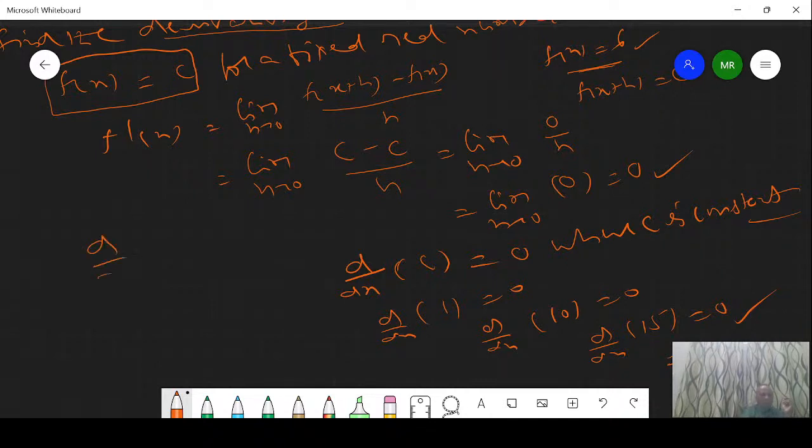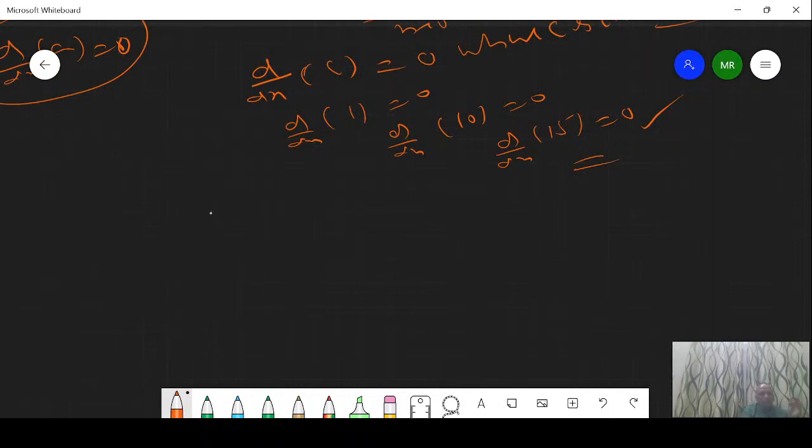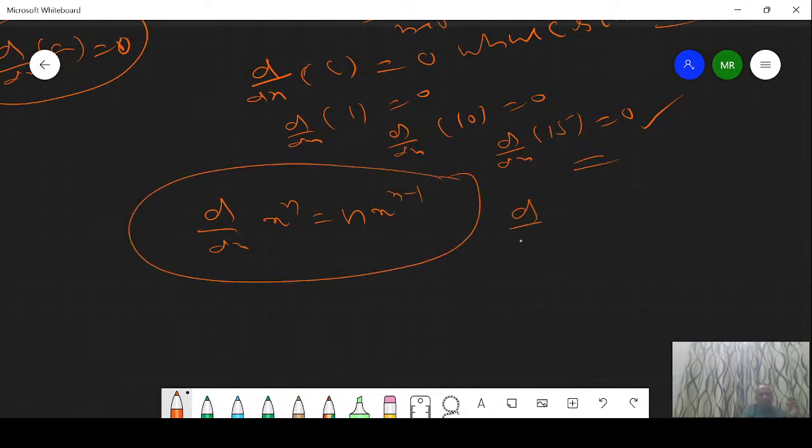When they mention, suppose, d by dx of a, where a is a constant, the answer is 0. So remember, the derivative of a constant is 0. Up to now, what I have discussed: always remember d by dx of x power n is n into x power n minus 1, as a formula. Also remember the derivative of x is 1, and d by dx of 1 by x, which we are going to use many times, is minus 1 by x square. If you don't remember this, use the formula and you can find it. I'm going to use it frequently.